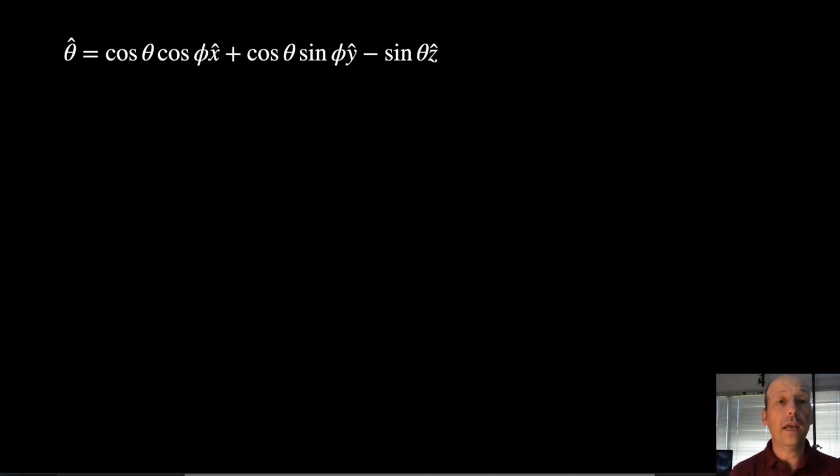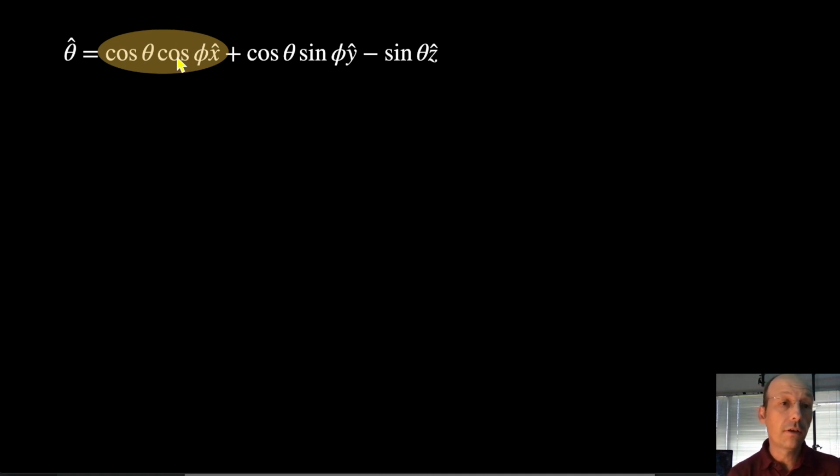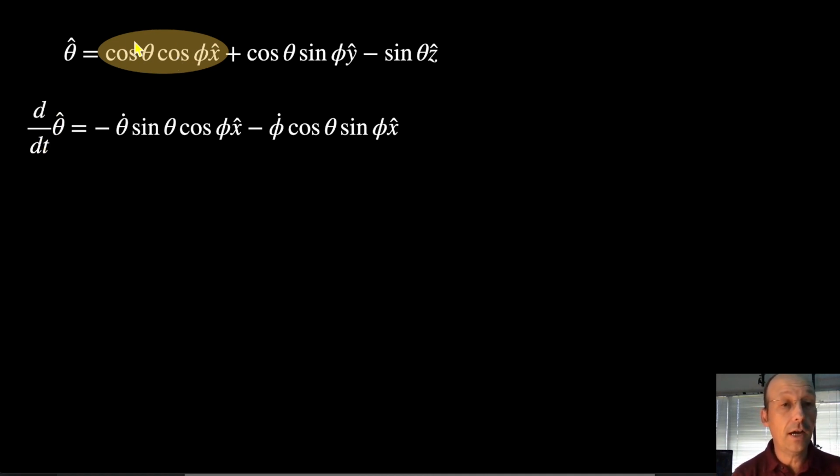Okay, so let's start with theta hat. That's my theta hat in terms of Cartesian coordinates. We're going to do the same thing we did before. Now I can take the derivative of this. Okay, let's just start with this part right here. So the derivative of theta hat with respect to time, I have two terms. I get the derivative of cosine theta is negative sine theta, theta dot. And then I have to take the derivative of this. So I get the derivative of cosine phi is going to be negative phi dot times sine phi. So that's how I get the derivative of this, those two. And then I have to take the derivative of x hat with respect to time, which is 0.